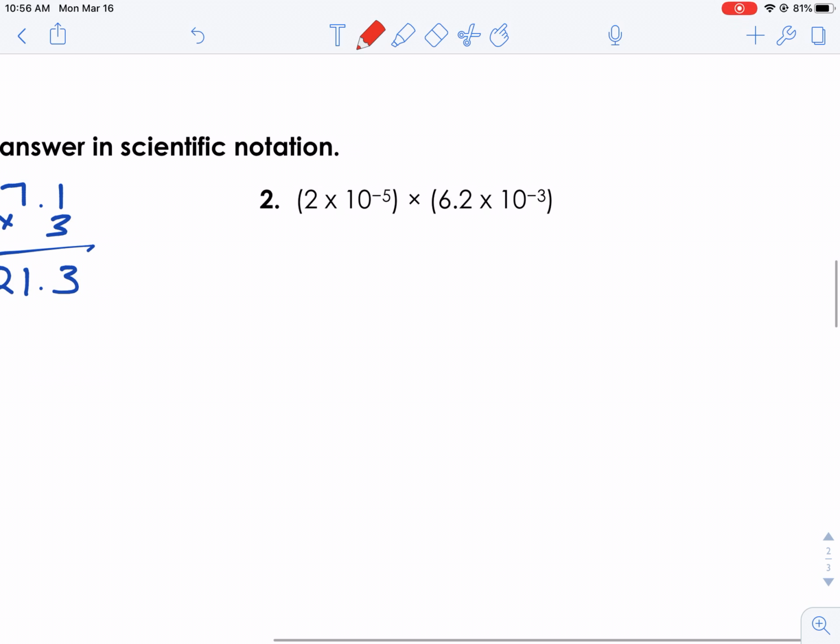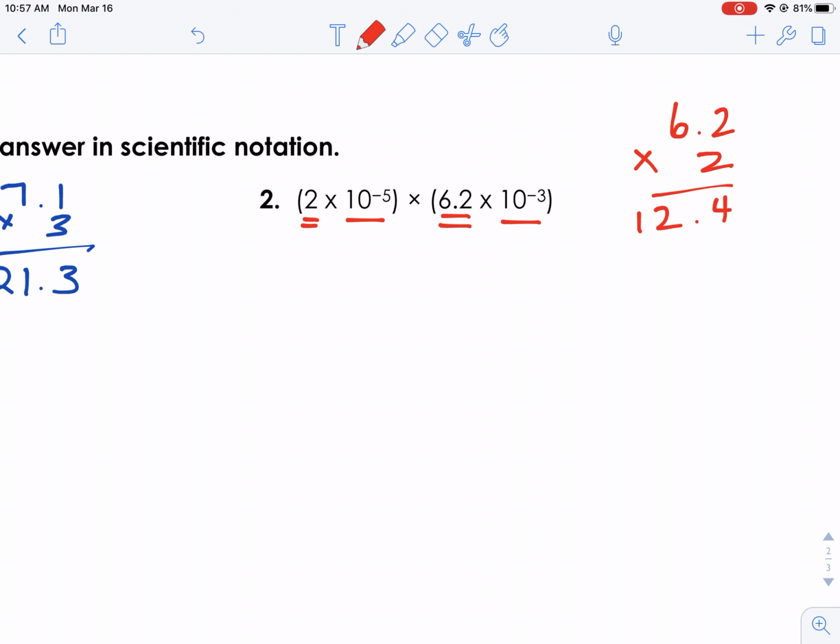In number 2, we're taking 2 times 10 to the negative fifth and multiplying by 6.2 times 10 to the negative third. So again, we're going to multiply our numbers together and then multiply our powers of 10 together. So 6.2 times 2 gives us 12.4. And then our exponents would get added. So negative 5 plus negative 3 is negative 8.